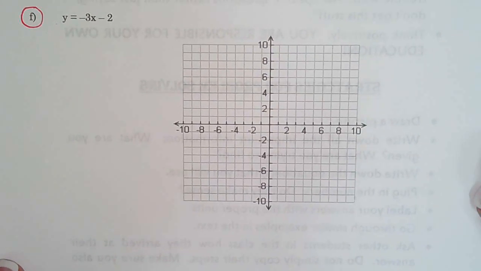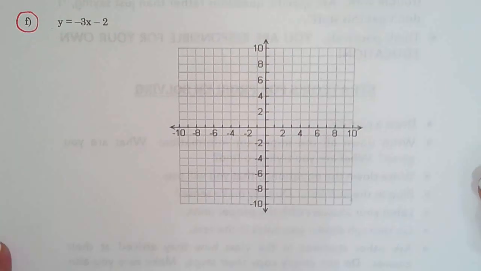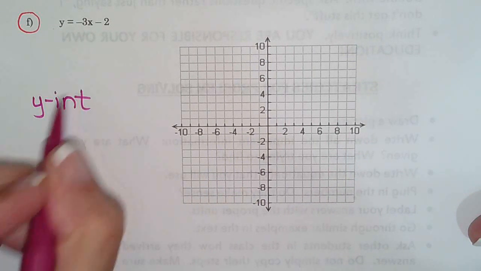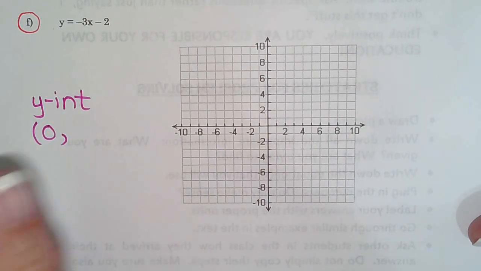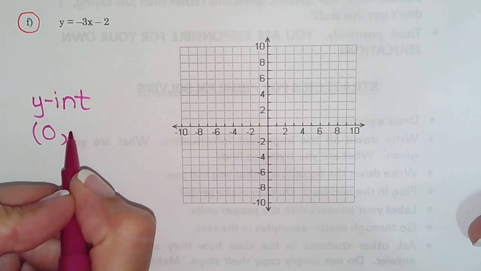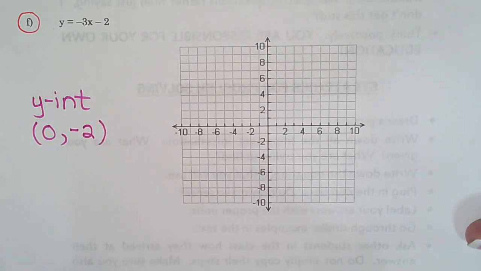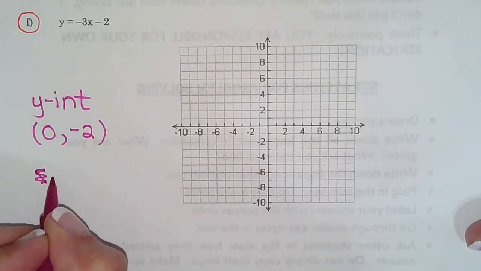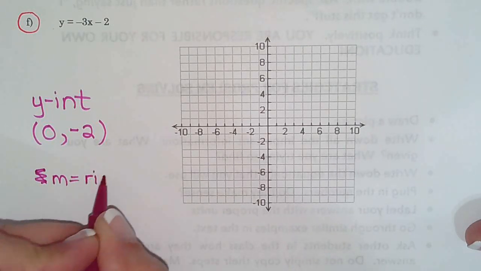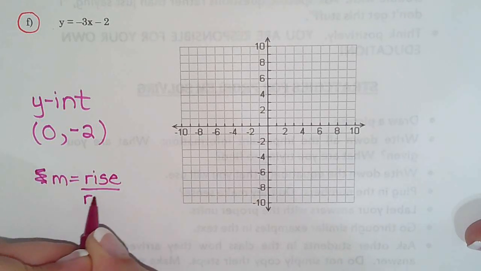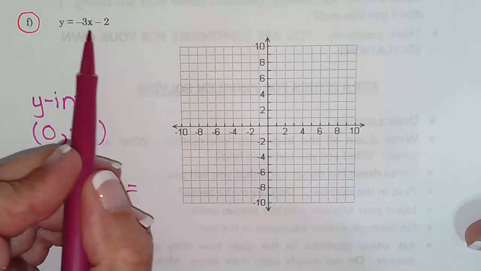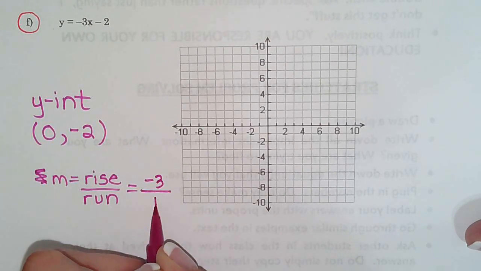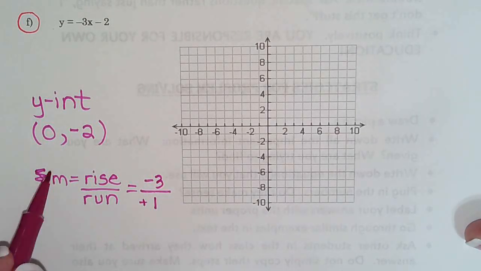Okay, F I picked because it has a negative slope and a negative y-intercept. So the y-intercept, remember that means x is 0. And then we pull this number, which would be -2. And the slope, which is rise over run, is -3 over +1. So when you put it over 1, just remember that run is positive.